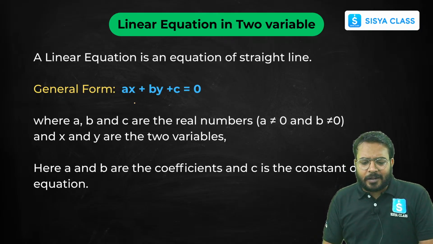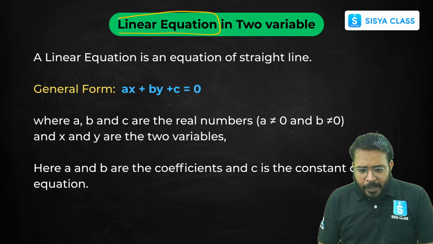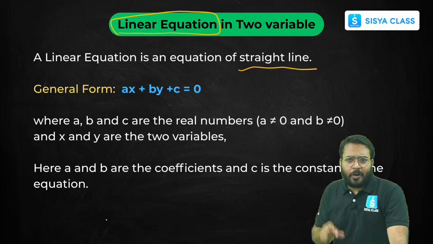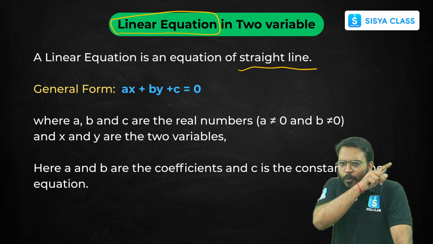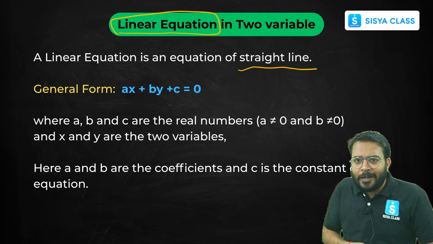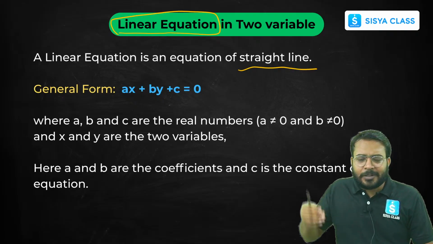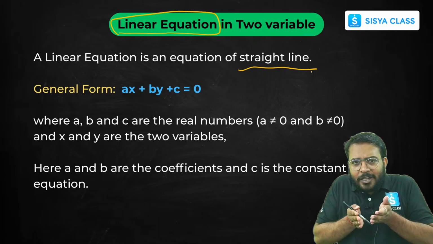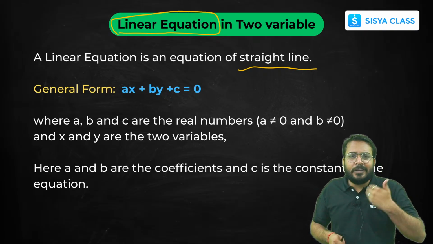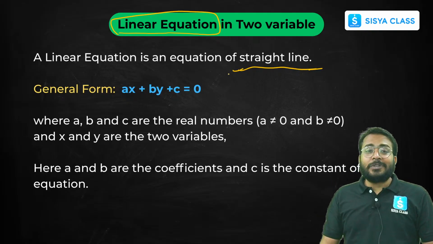One more thing: a linear equation, whether it is in one variable or two variables, always represents a straight line. When you form the graph of any linear equation, you always get a straight line. As you increase the degree, it turns into a parabola and other curves. So it becomes a curve as you increase the degree. For degree 1, it always represents a straight line.